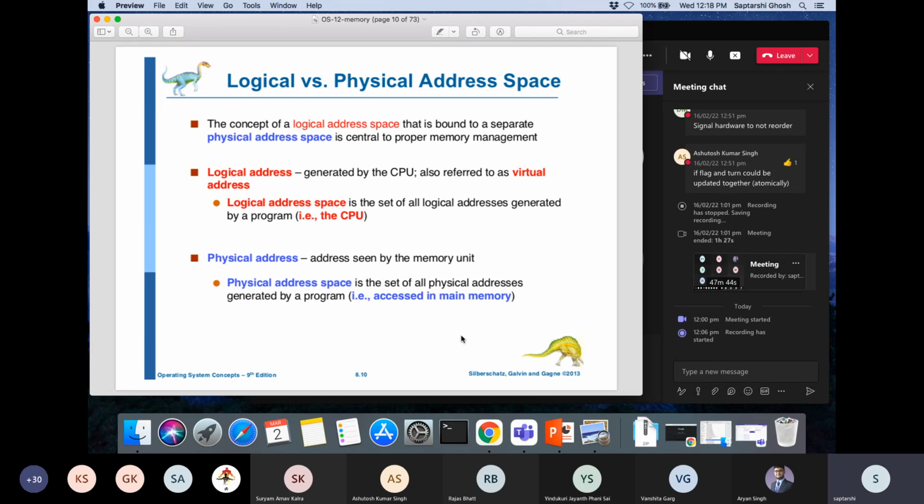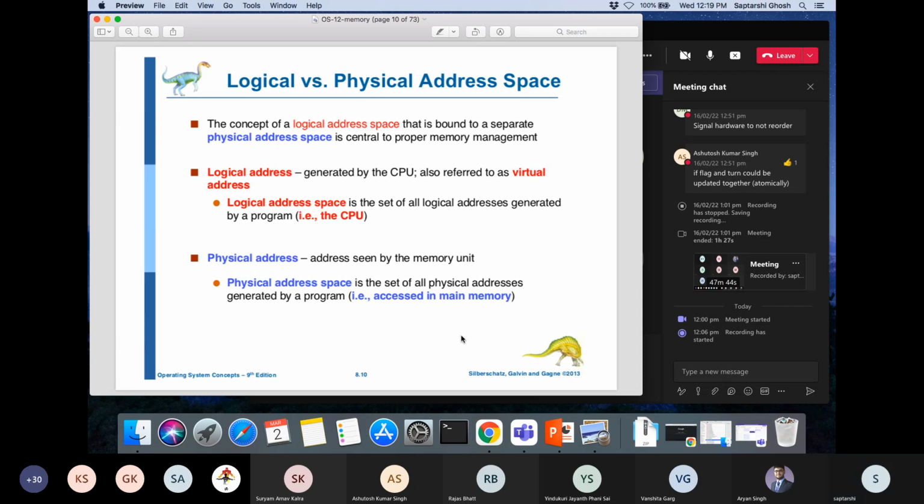So the logical address space is what the programmer sees. The addresses that are generated by the program executing on the CPU are called logical addresses, or sometimes virtual addresses. The logical address space is the set of all logical addresses generated by a program, which starts from 0. And a physical address is the address actually seen by the hardware memory unit. As we will see in a few slides, the logical address space and the physical address space may not be the same.